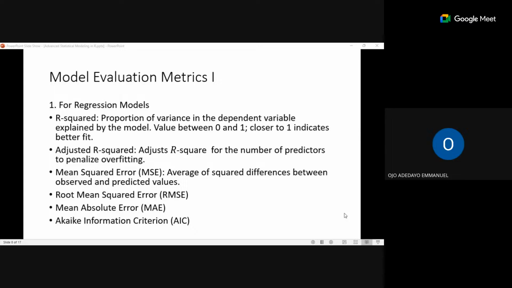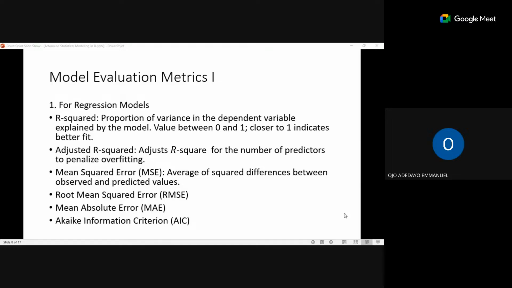Now, by the time you find the mean of the square error, that is what we call the mean square error. Now, there is another one called root mean square error. After you've gotten your mean square error, you take the square root. The square root of that is what we call the root mean square error. Those are metrics that we normally use in evaluating our regression model.